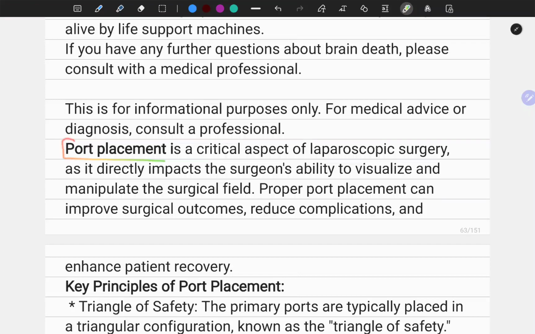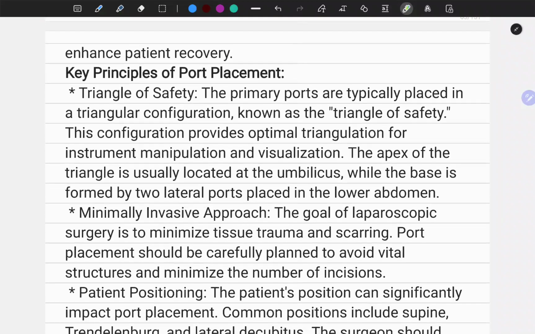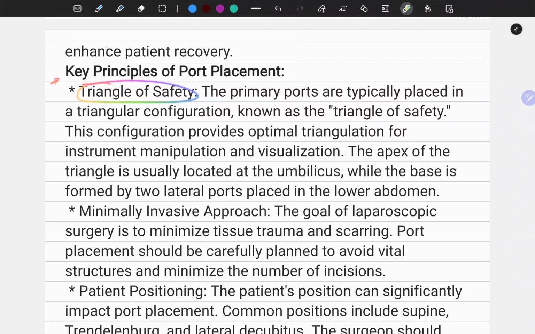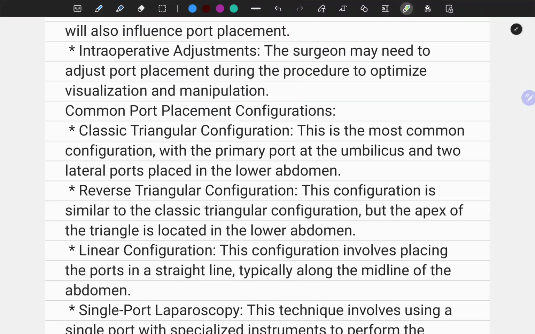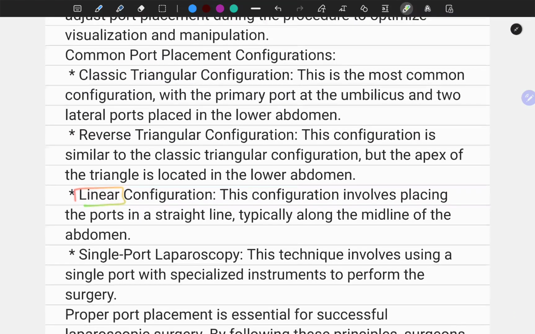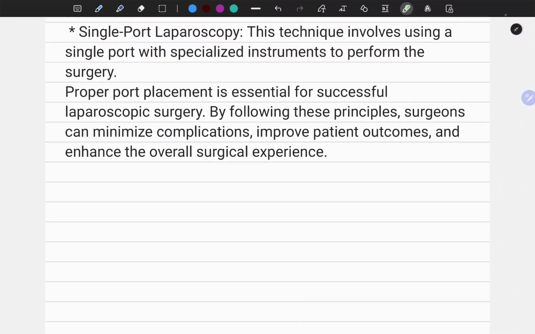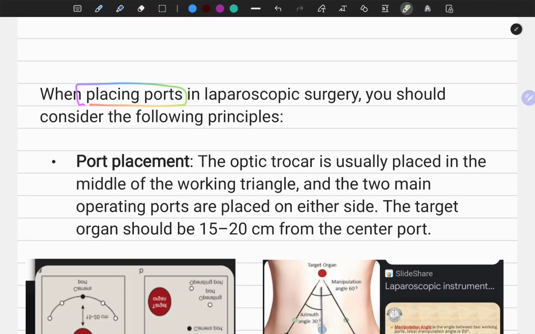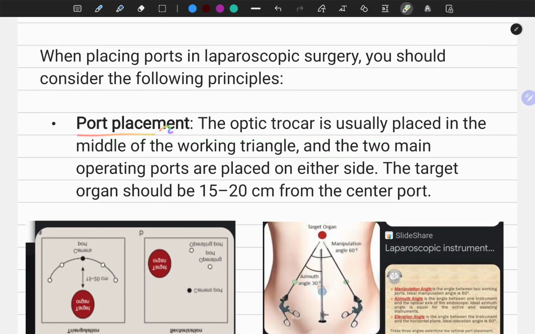So we must know about a very important topic called port placement, a critical aspect of laparoscopic surgery. So what are the key principles, which is nothing but the triangle of safety. It's an optimal triangulation for instrument manipulation and visualization. Common port placement configurations: classic triangular configuration, reverse triangular configuration, linear and single port laparoscopy. When placing ports in laparoscopic surgery, the port placement is 15 to 20 centimeters away from the center port. The target organ should be 15 to 20 centimeters.